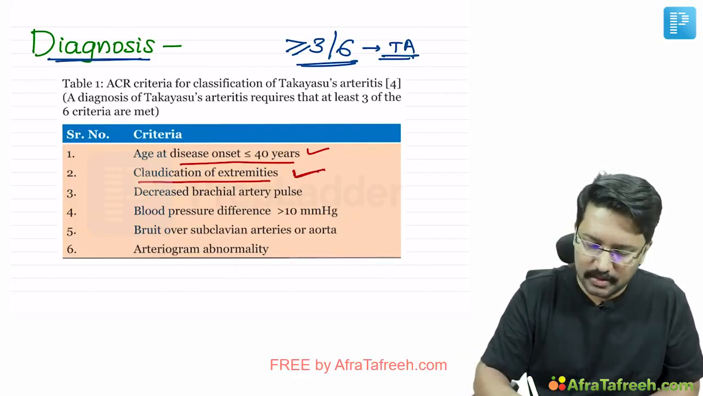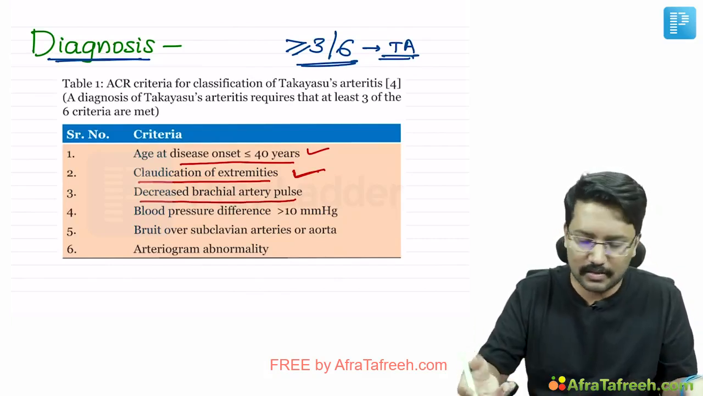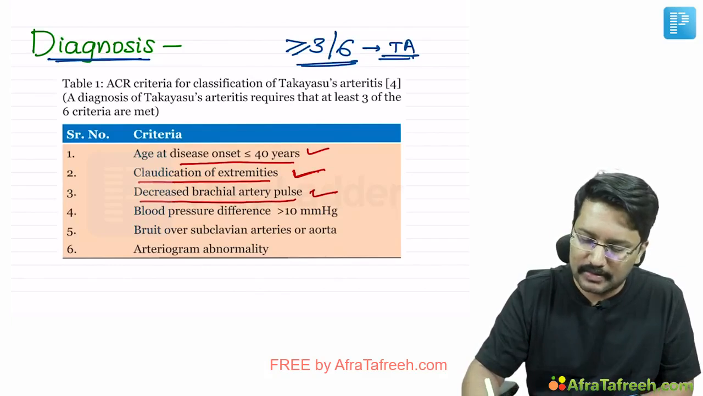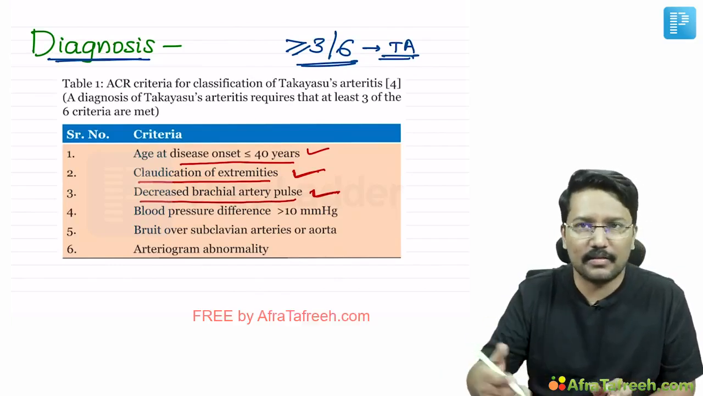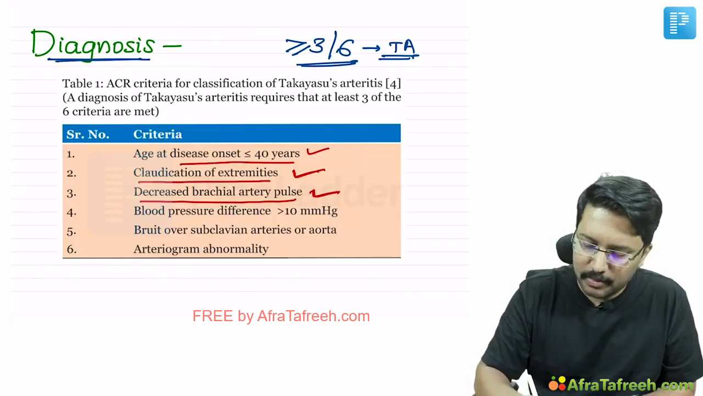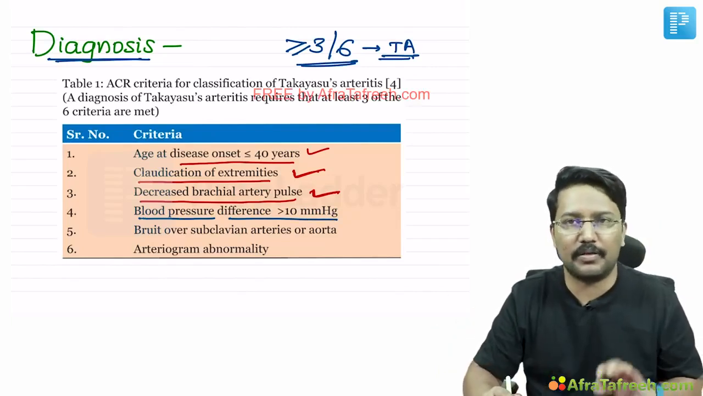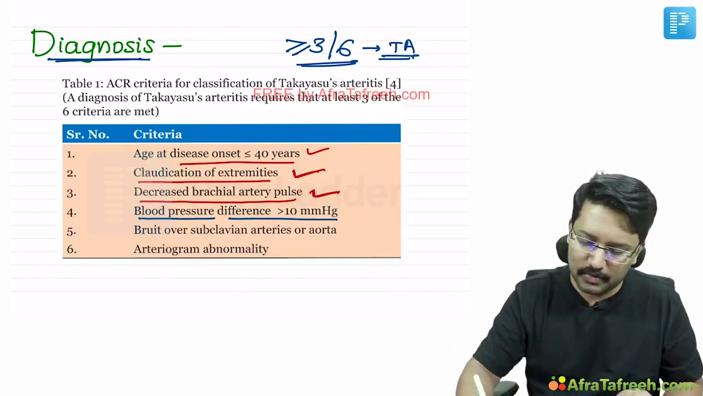The third one is the decreased brachial artery pulse. We already know that this disease is called pulseless disease, right? So if the brachial artery pulse is decreased in intensity or amplitude, yes, it can be considered as a criterion. Then criterion number 4 is about blood pressure: a blood pressure difference between extremities or arms of more than 10 millimeters of mercury, right? I have already told this point.